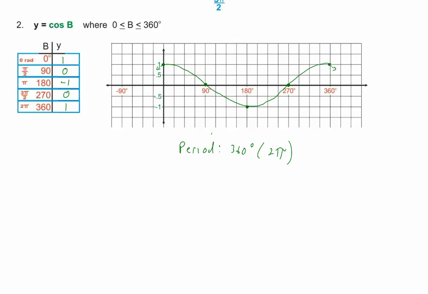So again, on the cosine, you got to remember the points. What's the value of the cosine at 0? 1. It's at its max. It's at a crest. 90 degrees is 0, 180 negative 1, 270 0, 360 back up to 1.